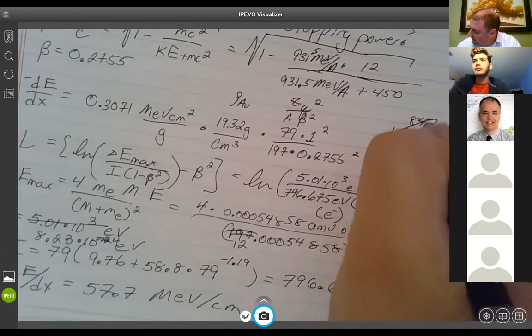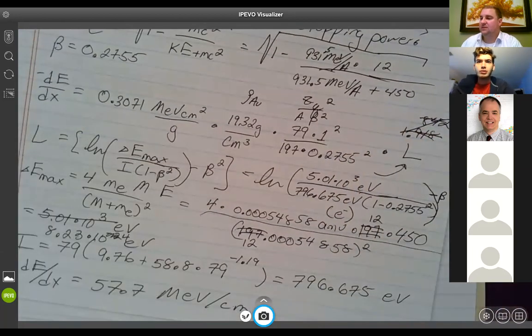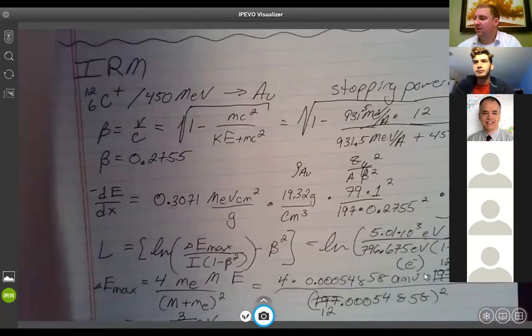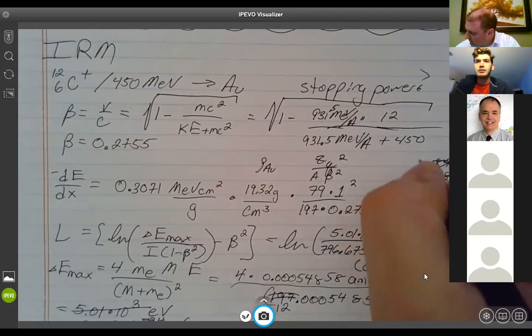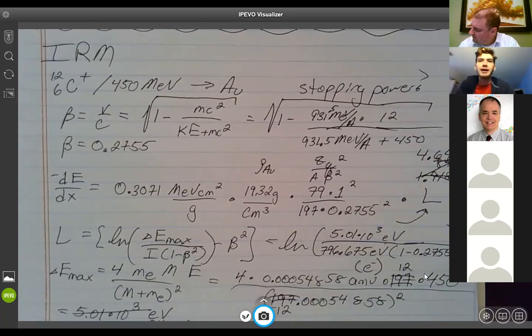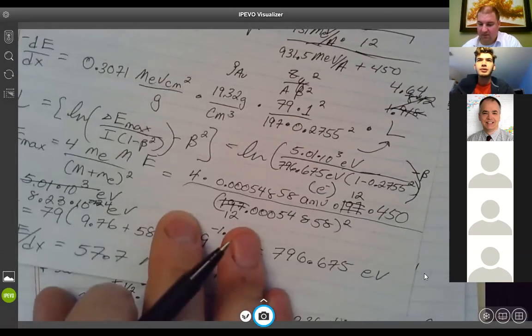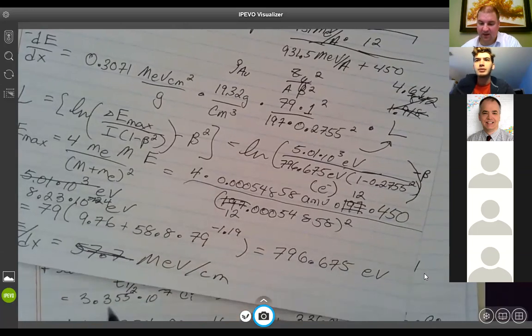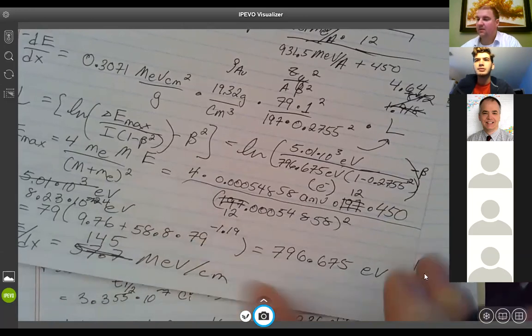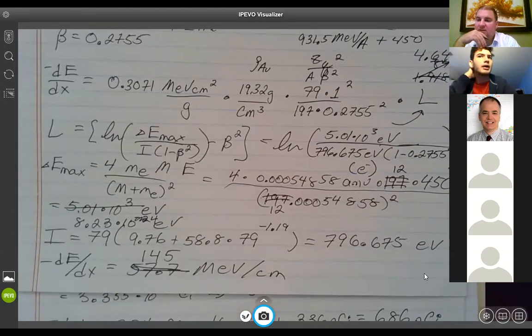Oh, wow. Yeah. So my L becomes, oh, that is up there. Okay. My L becomes 4.64. Okay. Yeah, I get like 4.7, but that might just be rounding, because natural logs are weird. Yeah, I tried to carry over everything in the calculator, so that could be the difference. So I get overall a little bit higher than twice as much, 145 MeV per centimeter now. Okay. Is that close to what you got?